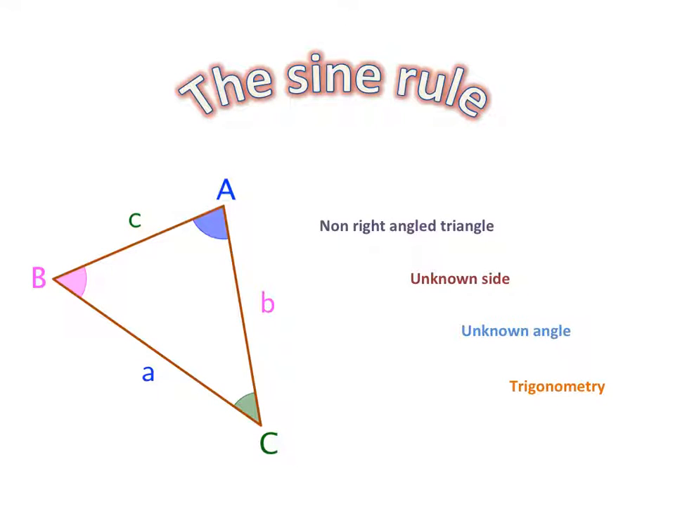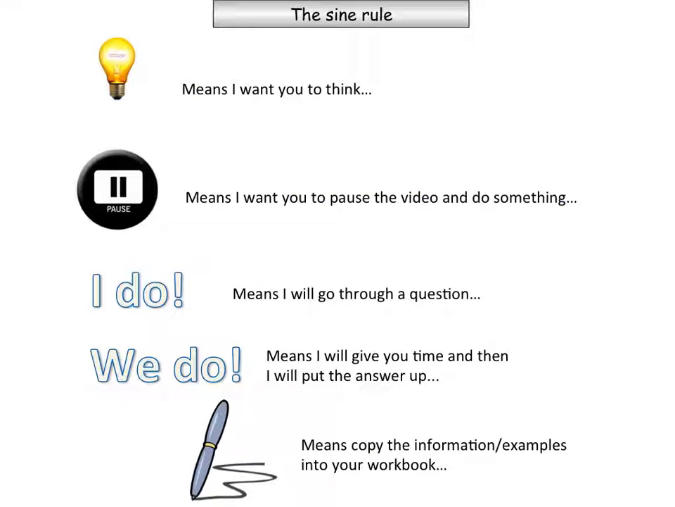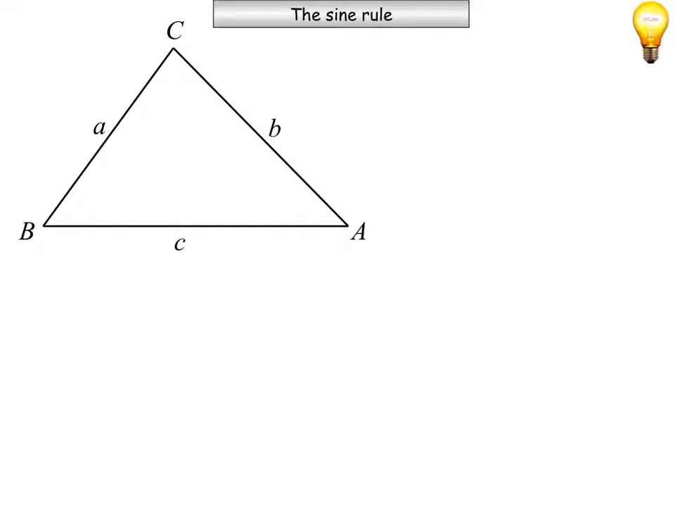Alright guys, welcome to this video where we will explore the sine rule. So every single trigonometric question that we've experienced so far has been in terms of a right angle. Now, what happens if the triangle is not right angle? What do we actually do?